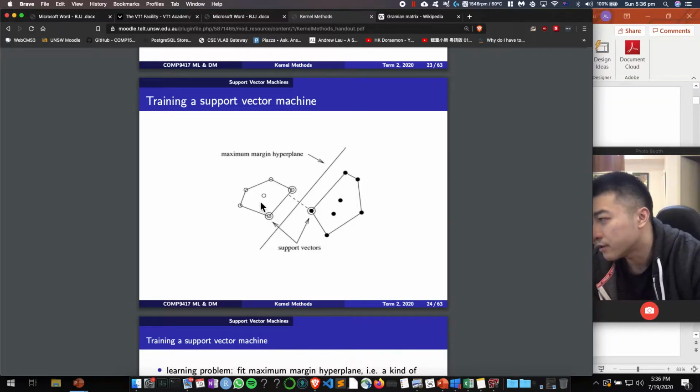So on this side, I guess the white, or maybe the negative class, we have two support vectors, because these two are the exact same distance from the separating line, and they're the closest. On the black side, the positive side, this is the support vector because it's the closest, and there's no one else that is as close.